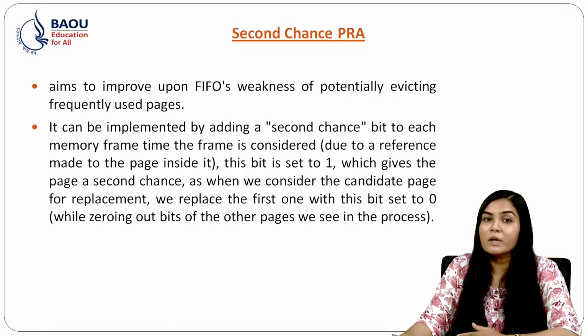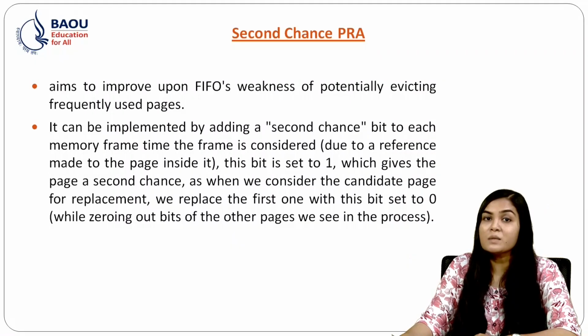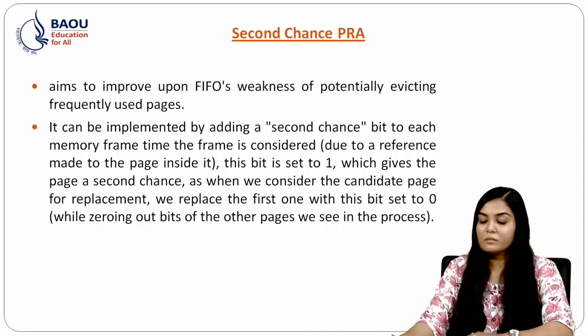When we consider a candidate page for replacement, we replace the first one with this bit set to 0, while zeroing out the bits of the other pages we see in the process. Thus, a page with the second chance bit set to 1 is never replaced during the first consideration and only will be replaced if all other pages deserve a second chance also.